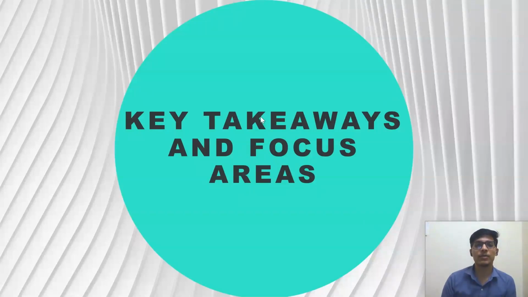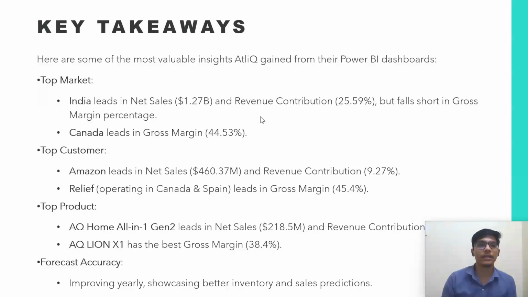Now let's discuss some key takeaways and focus areas. Here are some valuable insights which we have got from the dashboard. We have top markets like India and Canada. India leads in net sales of $1.27 billion, and revenue contribution is 25.59%, but it has a lower gross margin percentage. Canada leads in gross margin at 44.53%.